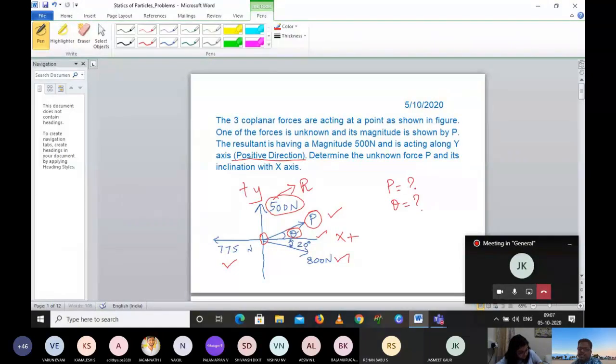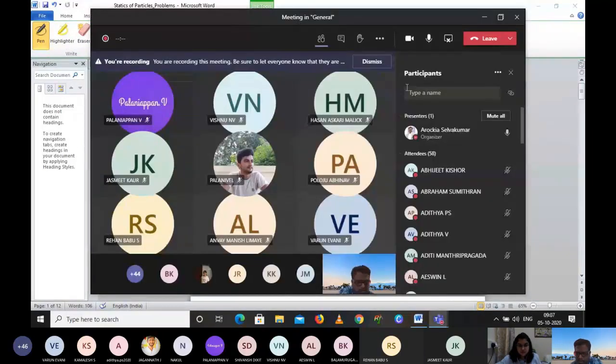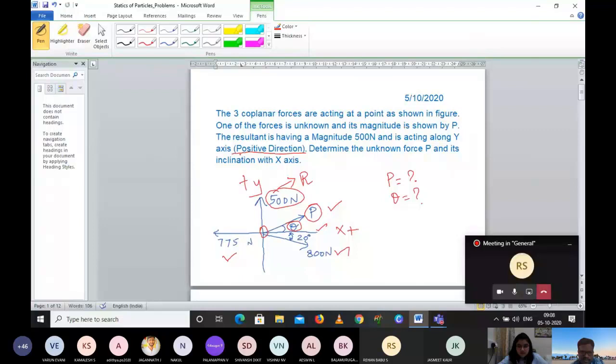Are you getting it? I want to ask a few questions to our friends. What does it actually mean when the resultant has a magnitude of 500 Newton and is acting along Y? From this statement, what are you understanding? Horizontal force is getting cancelled.